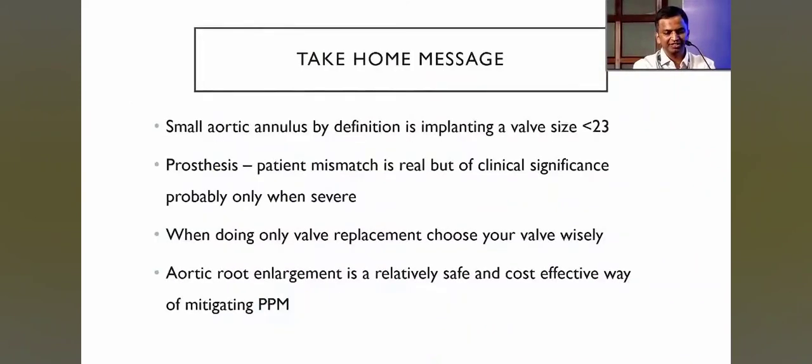So, take-home messages. A small aortic annulus by definition is implanting a valve size less than 23, but probably in an Indian setup, we should think of a valve size less than 21. Prosthesis-patient mismatch is real, but clinical significance is probably only present when it is severe. When doing only valve replacement, choose which valve you implant wisely. And aortic root enlargement is a relatively safe and cost-effective way of mitigating PPM.